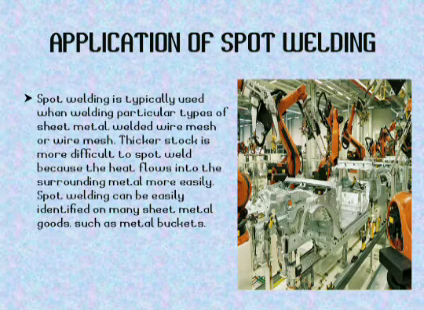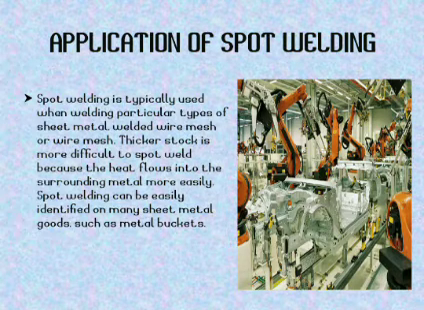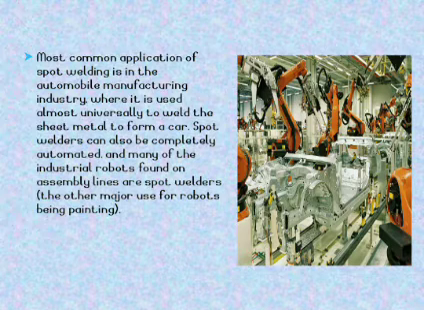Spot welding is typically used when welding particular types of sheet metals, welded wire mesh or wire mesh. Thicker stock is more difficult to spot weld because the heat flows into the surrounding metals more easily. Spot welding can be easily identified on many sheet metal goods, such as metal pockets. One of the most common applications of spot welding is in the automobile manufacturing industry, where it is used almost universally to weld the sheet metals to form a car.